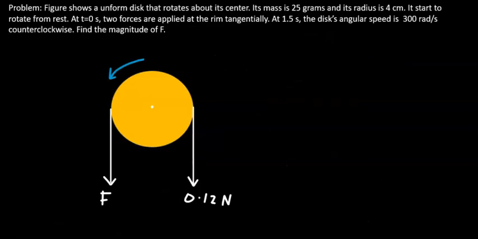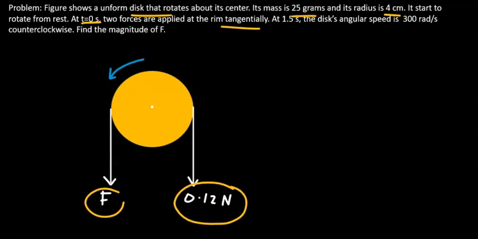The figure below shows a uniform disk that rotates about its center. So that is the center, right there. The mass of the disk is 25 grams, radius is 4 cm. It starts to rotate from rest. At t equals 0 seconds, two forces are applied at the rim tangentially. So that is F, and the other force is 0.12 newtons in the direction shown. At 1.5 seconds, the disk's angular speed is 300 radian per second, counterclockwise. So find the magnitude of F.